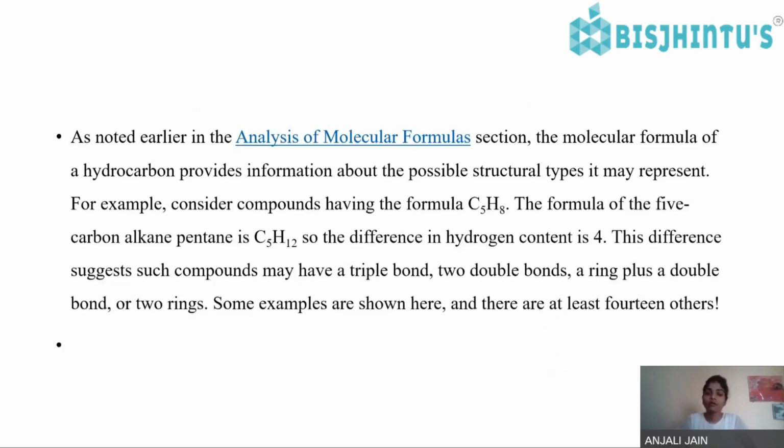So if I have the molecular formula C5H8, the molecular formula for the alkane will be C5H12. So here the reduction difference in hydrogen content is 4. And just now I told that in the case of a triple bond, in the case of alkyne, there is a reduction by 4. So this is the case of alkyne. Pentane is C5H12, so the difference in hydrogen content is 4. This difference suggests such compounds may have a triple bond, two double bonds, a ring plus a double bond, or two rings. Some examples are shown here.